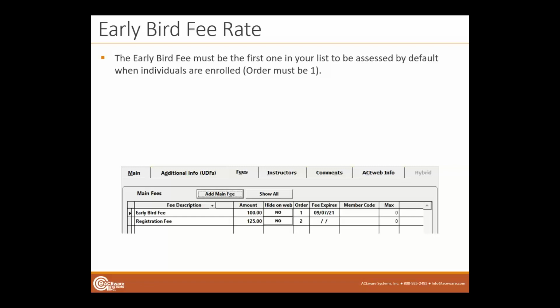The early bird fee must be the first one in the list, so it must be the default order of 1. If you happen to put it as 2, 3, 4, etc., you can change the order by changing it to 1, and it'll move it to the top.